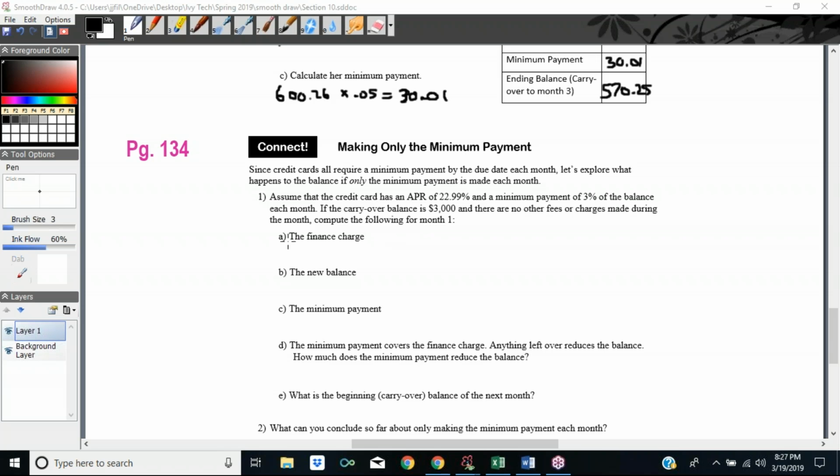So the finance charge, we're going to check this out. So the finance charge is $3,000, and then we have this 0.2299 divided by 12.